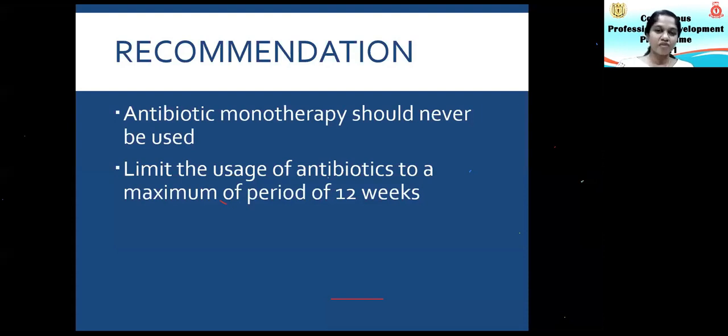12 weeks. Actually, some time back when we were trainees, we used to give low dose antibiotics for acne, even for 6 months to 1 year, but now they have cut the period down to a maximum of 12 weeks, and actually we tend to give it only for 8 weeks.